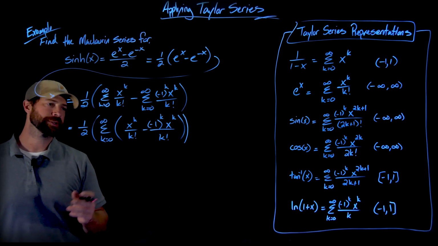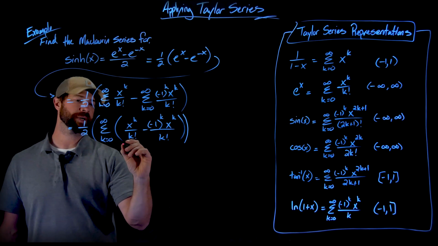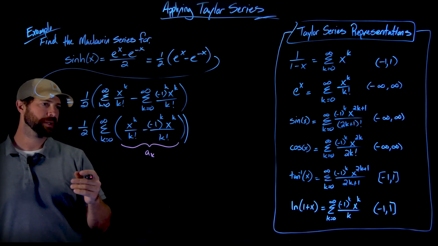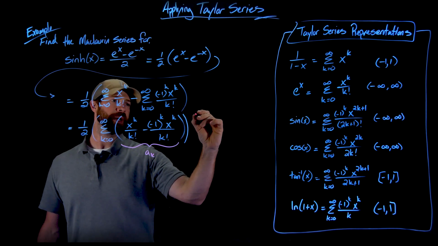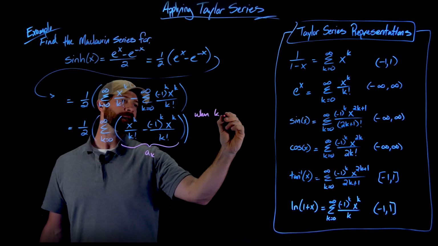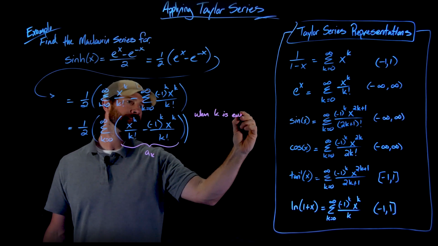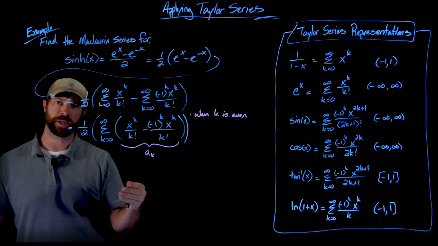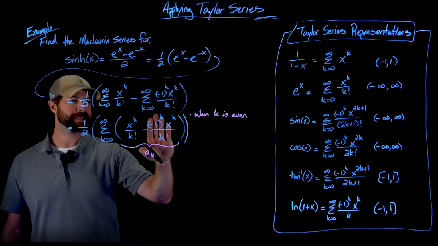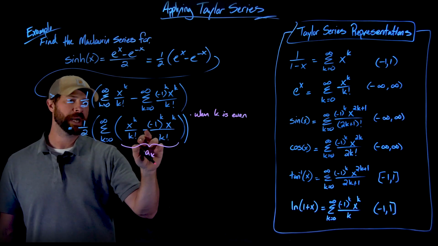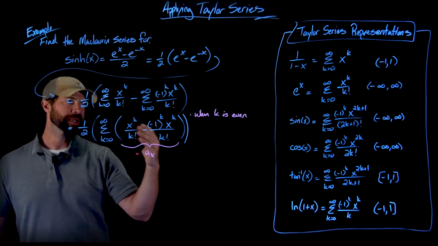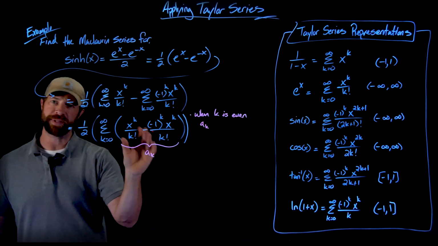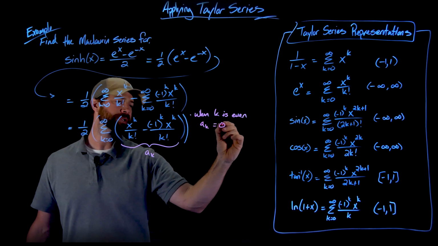And now importantly, I'm going to make a quick analysis of these terms right here. I'll label these a sub k's. When I'm looking at this, I know that when k is even, this factor right here of (-1) to the k will end up being a +1. Which means this will actually have no effect, and it will be x to the k over k factorial minus the exact same thing. So in the case when k is even, I know that this a sub k, this kth term of this sigma sum right here, will equal 0.